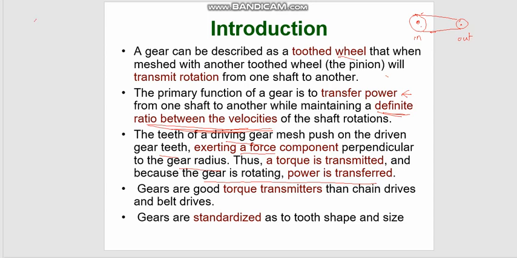In the gear system, the simplified drawing is just two circles. We're going to talk more later about what these circles mean. This is the radius of the two gears, and the mesh point is at the center there, and the power is transmitted perpendicular to the radius of the gear itself. That's what it says here: power is transmitted by a force component perpendicular to the gear radius, and torque is transmitted because the gear is rotating.